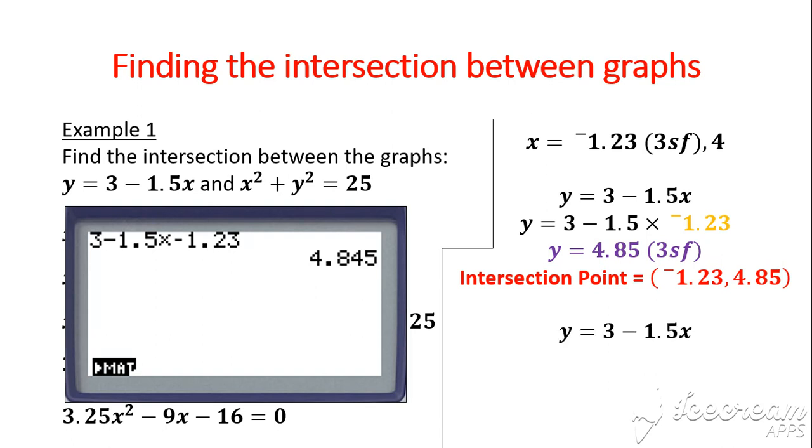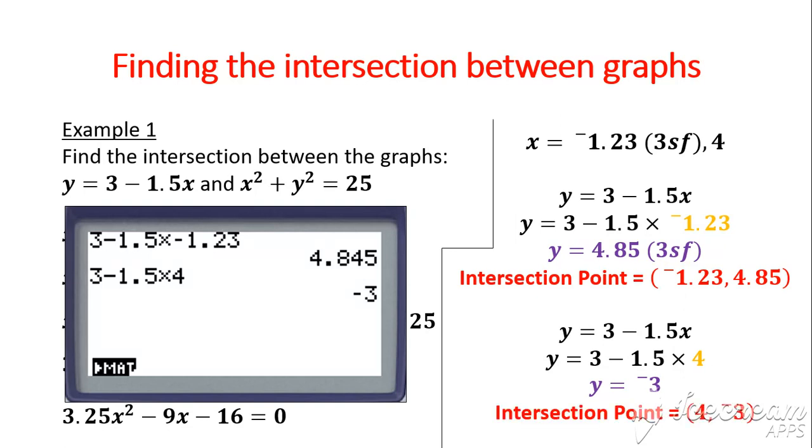So let's move on, use the straight line graph a second time, substitute in my second x solution, 4, and go 3 minus 1.5 times 4. That gives me negative 3. So my second intersection point is the x coordinate is 4 and my y coordinate is negative 3.